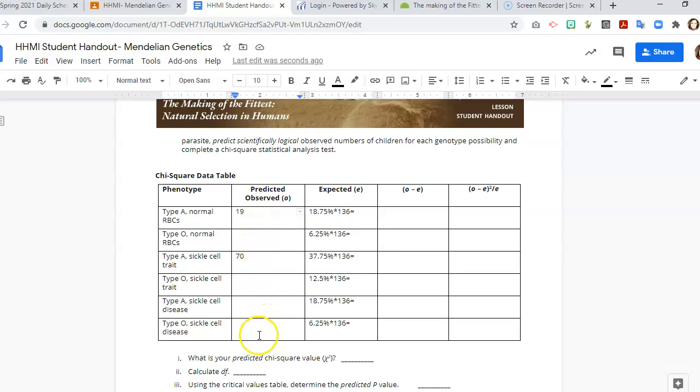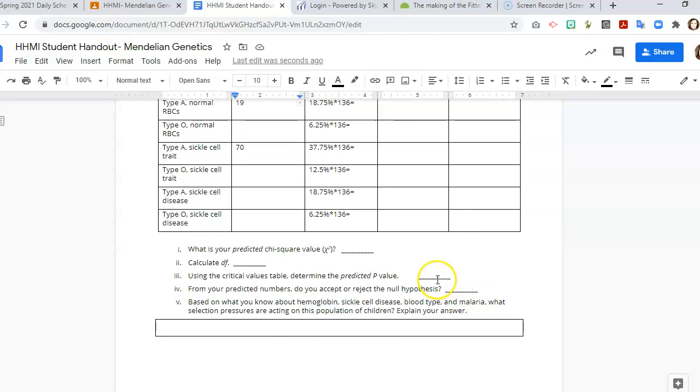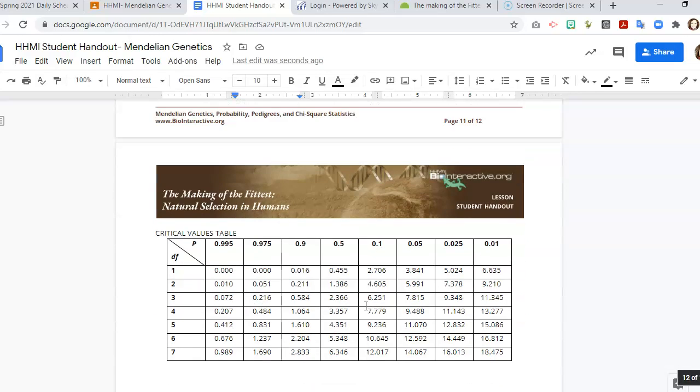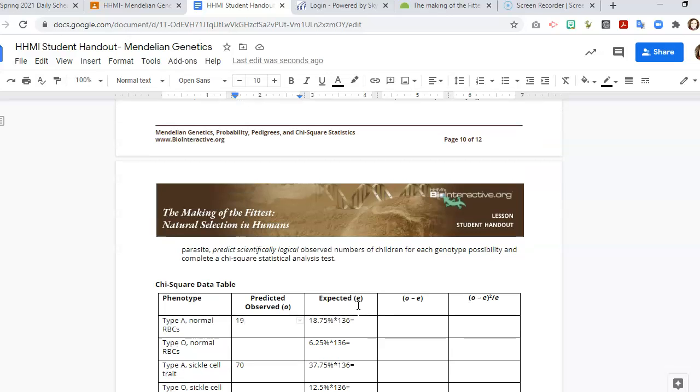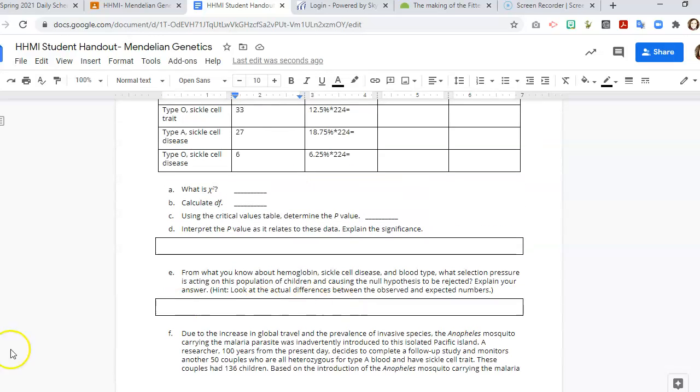Then you are once again going to fill out your expected. You take your observed minus your expected, fill out this last column, and see if your predicted chi-square value is correct. Do your degrees of freedom, use the critical values to determine the predicted, and from there, do you accept or reject? And based on what you know about hemoglobin, sickle cell disease, blood type, and malaria, what selection pressures are acting on this population of children? Explain your answer. So yes, you have a lot of chi-square analysis practice problems. Let me know if you have any questions. Thanks, guys.